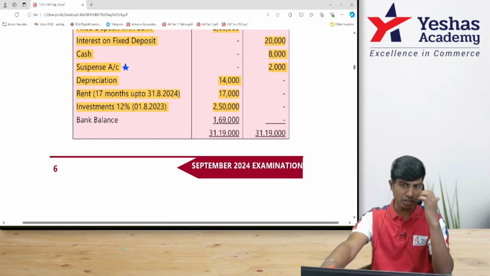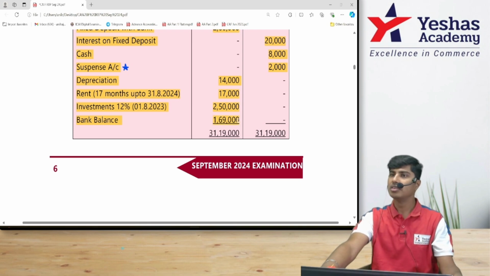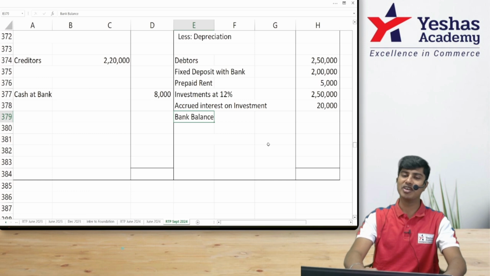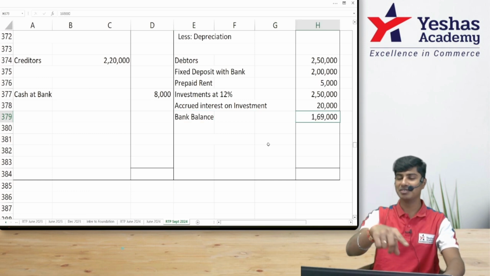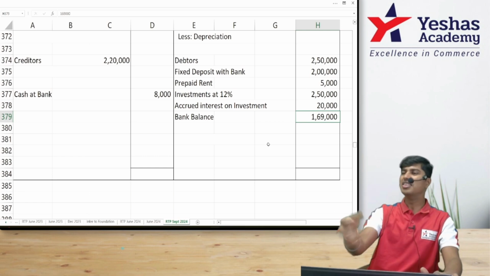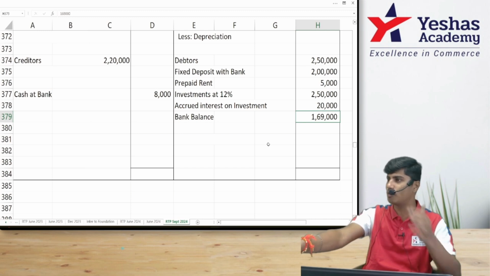What is after interest on investment? Last item, there is bank balance of 1,69,000. This is positive balance. I would write it in the balance sheet as asset. Actually, they should have given this bank balance as minus, this 8,000 should have been bank balance, 1,69,000 should have been cash balance. They have done some error. However, let's not crib on the mistake. Let's just adjust and then go forward.